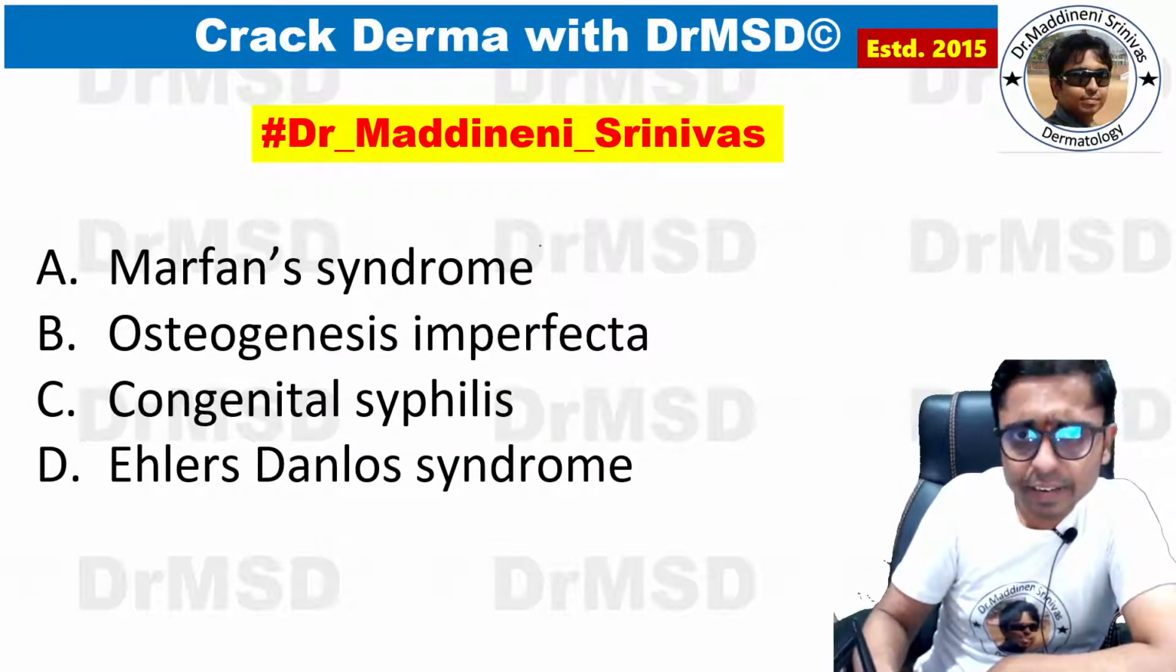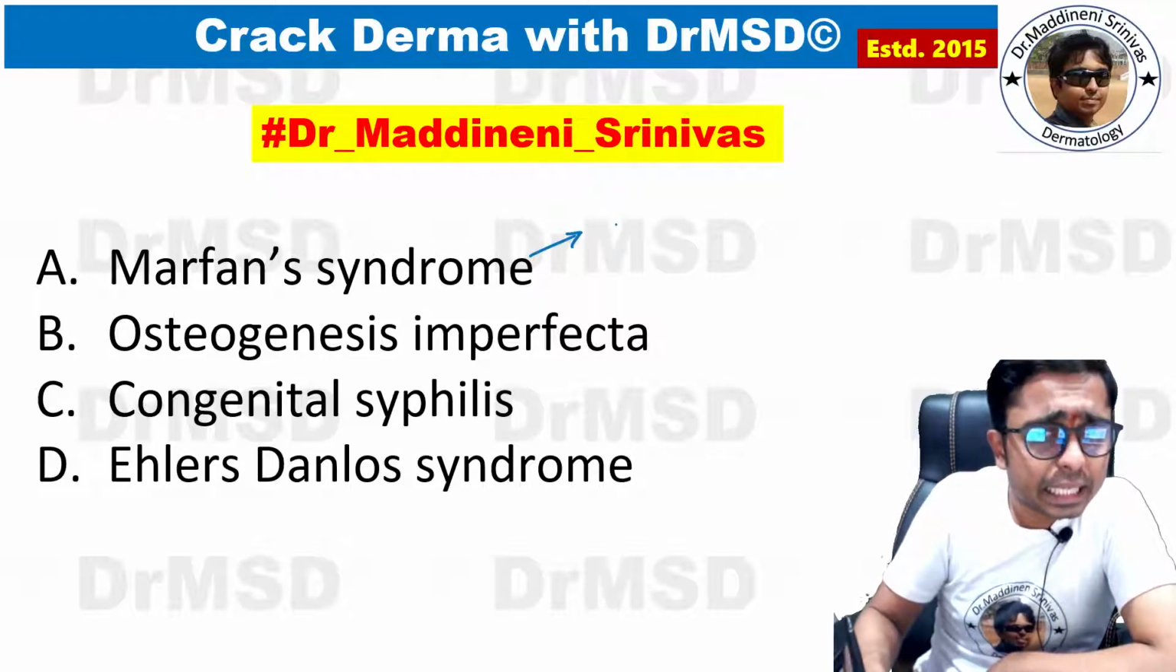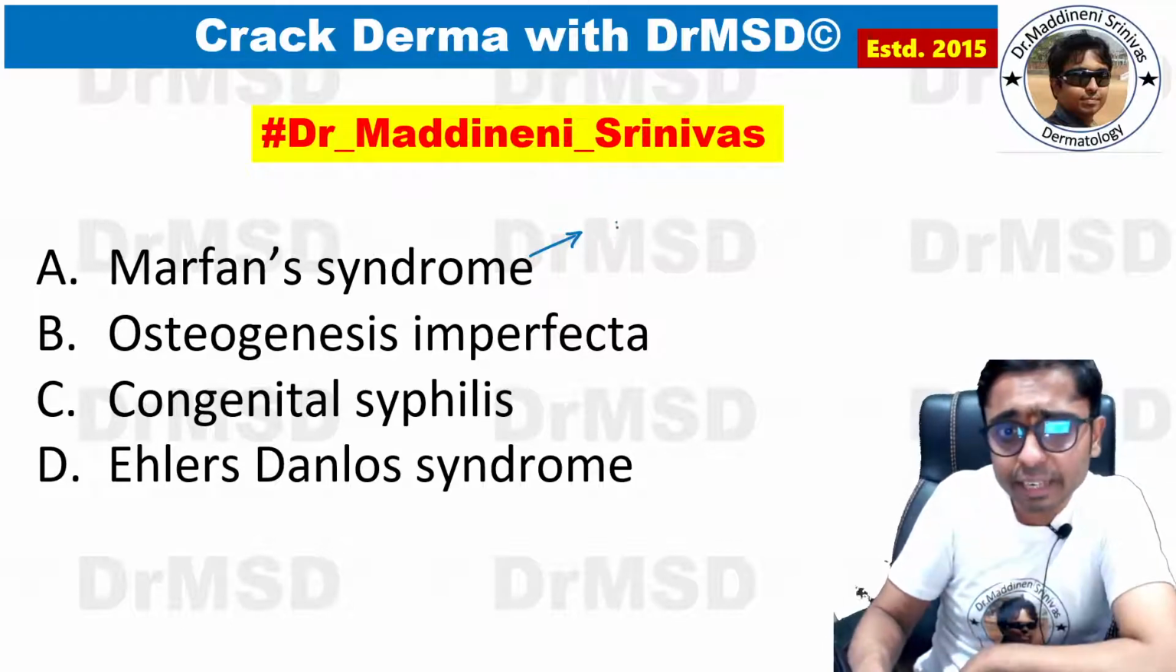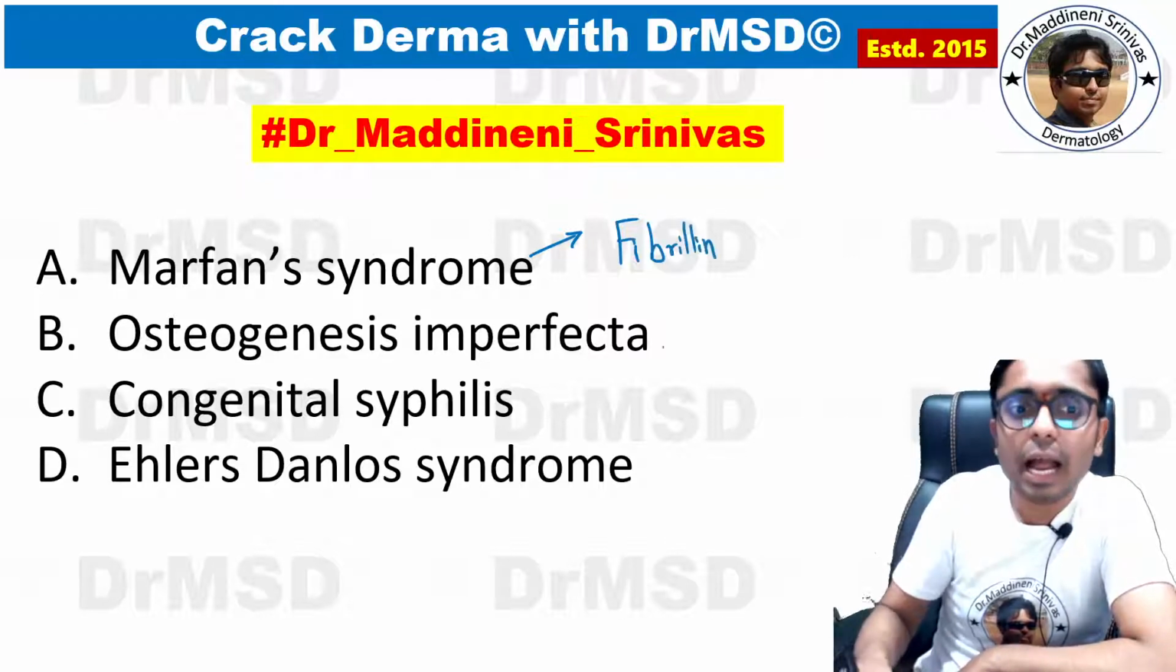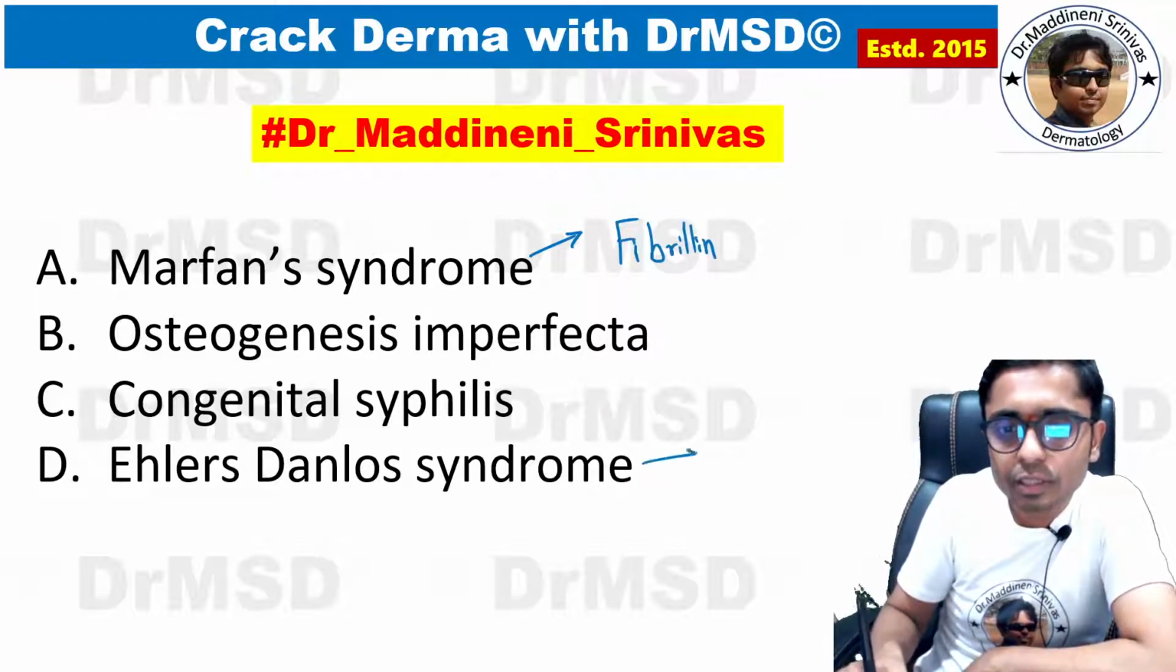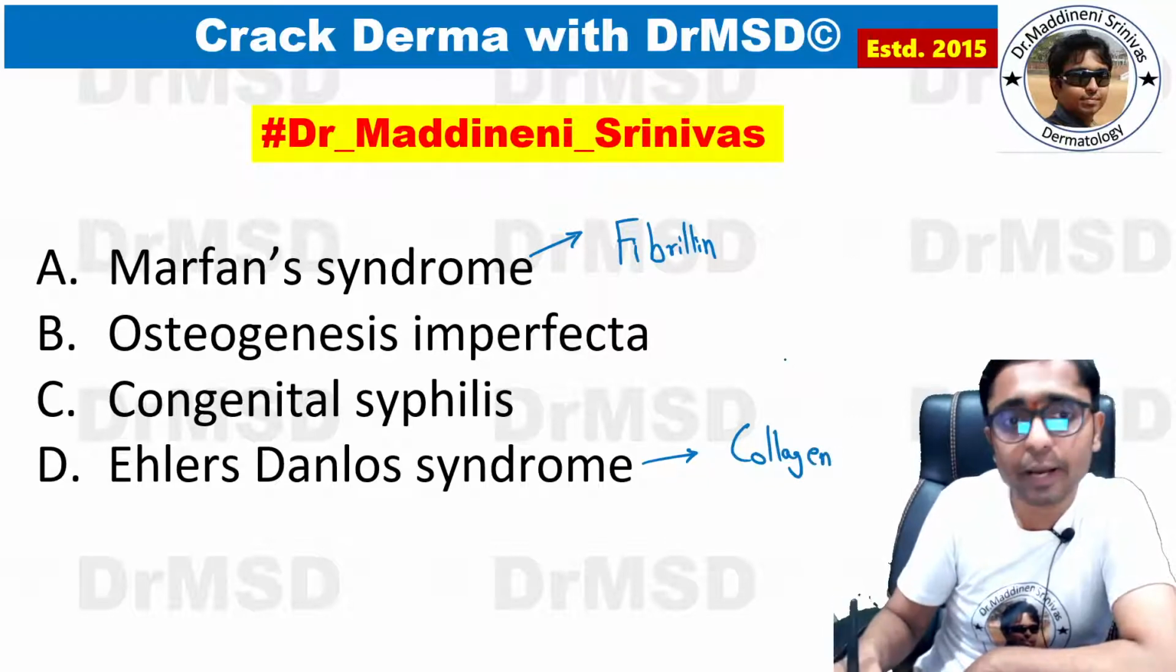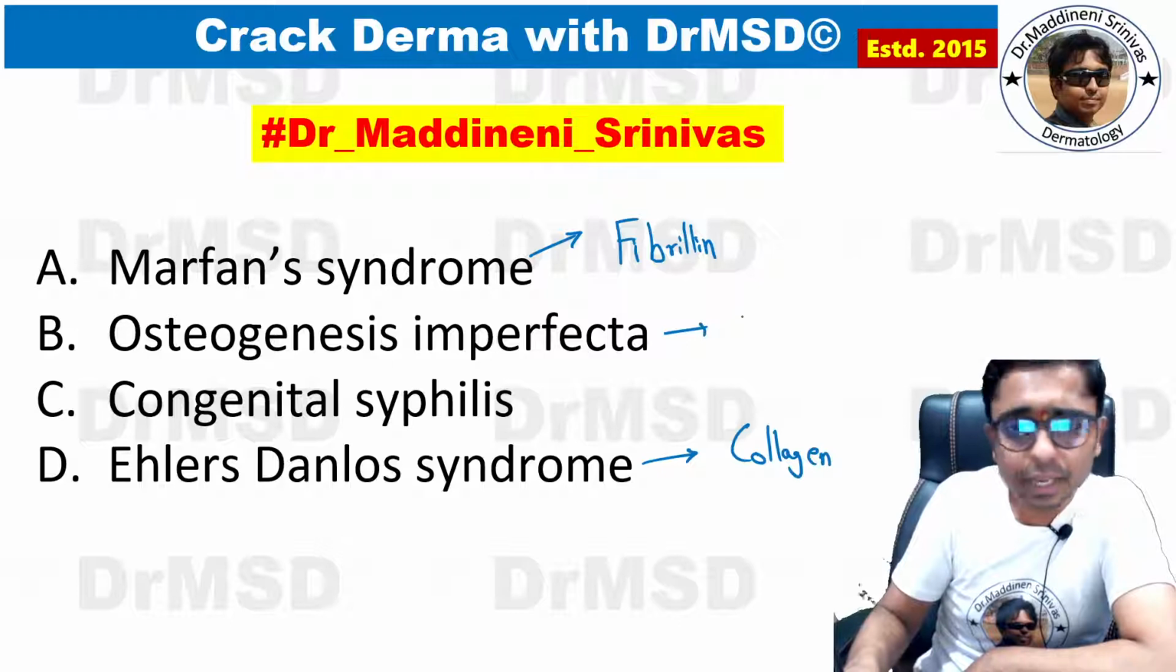And these were the different options which were asked in this question. Marfan syndrome is going to have a genetic defect in fibrillin, and in the case of Ehlers-Danlos syndrome, there is going to be a defect in collagen biosynthesis, likewise in osteogenesis imperfecta as well.